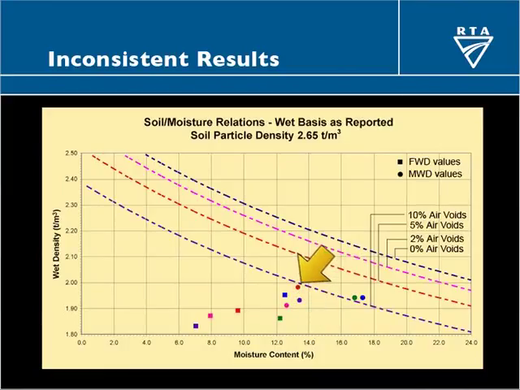the left, and we see laboratory results where the laboratory densities are more or less constant, but the optimum moisture content varies over a range of about 6%. Again, this is not particularly feasible. We think back to what we saw as consistent results. They're much more tightly grouped and on the 5% air voids line.